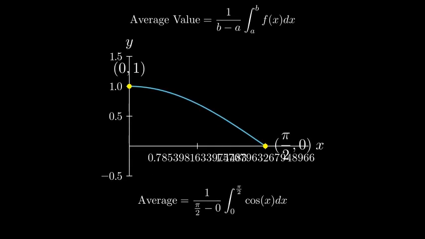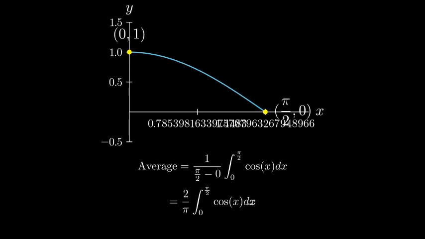Let's set up the formula. We have 1 over b minus a, which is pi over 2 minus 0, times the integral from 0 to pi over 2 of cosine x dx. This gives us 2 over pi times the integral from 0 to pi over 2 of cosine x dx.